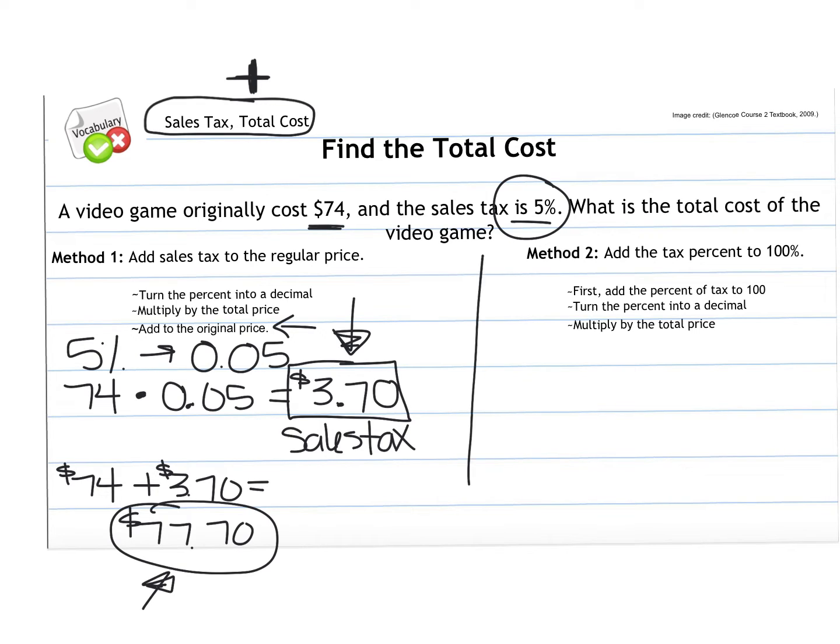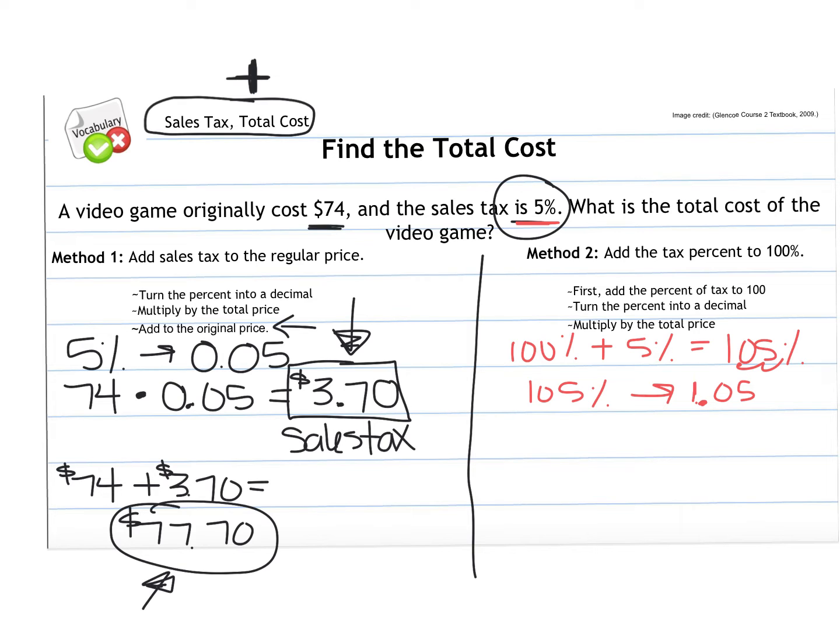Method two is that, let me just change colors, we can add the percent of tax to 100. So we can take 5% and add it to 100. So 100% plus 5% would be 105%. Now we turn that into a decimal. So 105% would be 1.05, because remember we go to the right 2.